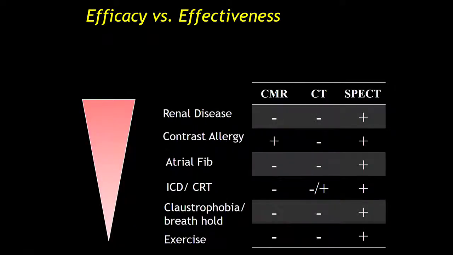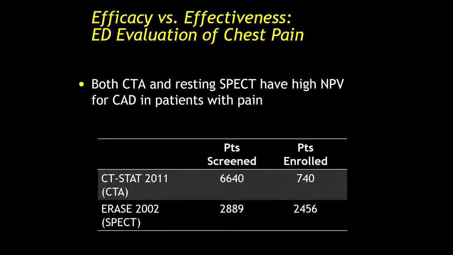We know that there are many contraindications to CT and MR, such as renal disease, contrast allergy, atrial fibrillation, devices, claustrophobia, inability to hold the breath, and the ability to exercise, and in these patients we generally prefer to do exercise testing. As you can see, SPECT can be performed in all of these patients. It has very high effectiveness. And this comes across very nicely in a multitude of clinical trials.